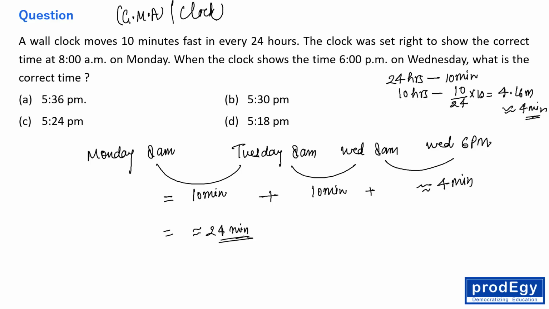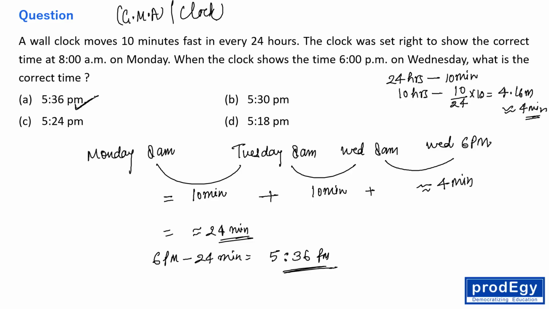So clock is getting faster approx 24 minutes, right? So whatever the time clock is showing, 24 minutes less than that will be the actual time, right? So clock is showing 6 PM. So just subtract 24 minutes from this 6 PM. So 5:36 will be the actual time, right? Approx 5:36, right, everyone? A very simple question, right? A very, very simple question.